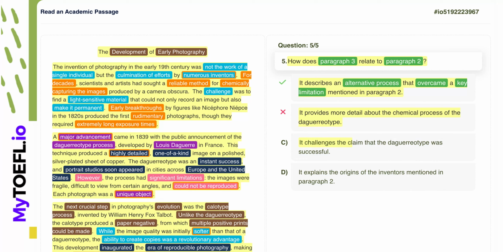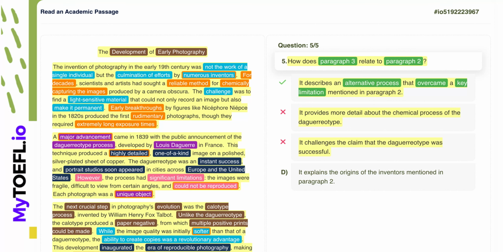It challenges the claim that the daguerreotype was successful. This is also incorrect. Paragraph 3 doesn't challenge the daguerreotype's success. In fact, paragraph 2 clearly states it was an instant success. Paragraph 3 simply presents the next crucial step in the evolution of photography, building upon what came before, not arguing with it. Incorrect.